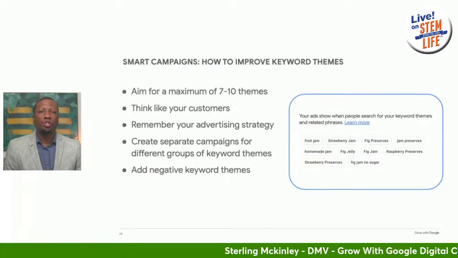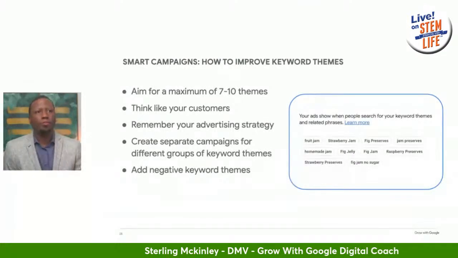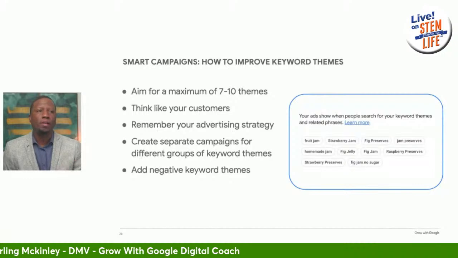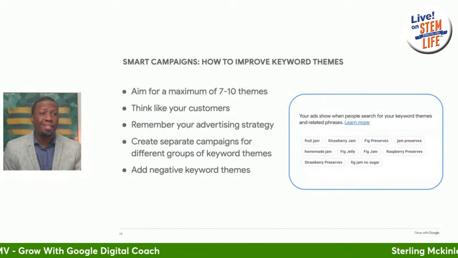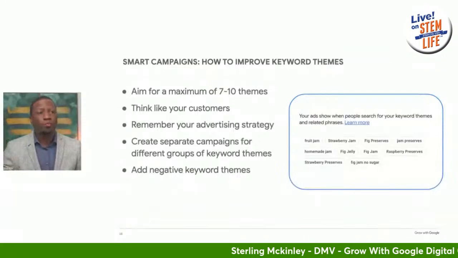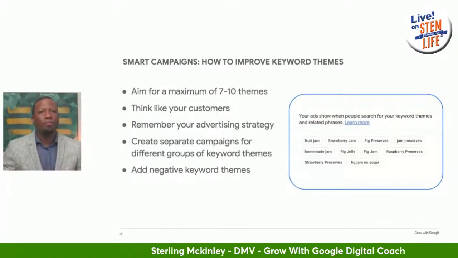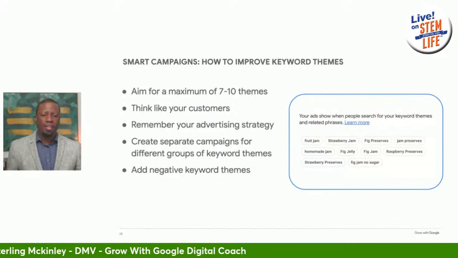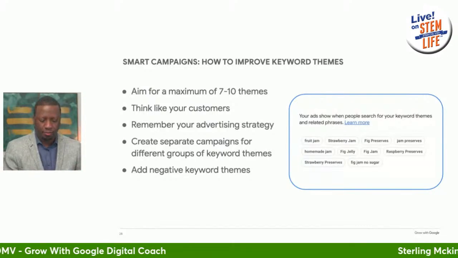You can also use keyword themes when setting up a smart campaign. So you want to shoot for a maximum, sorry, of 7 to 10 themes. 7 to 10. Once again, I gave samples before: fruit jam, strawberry jam, vegan jam. Those are things. And when you're doing this, you want to think like your customers think.